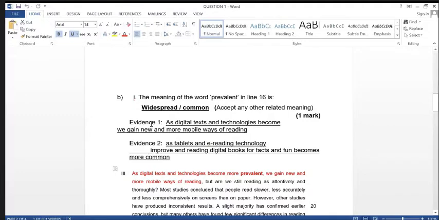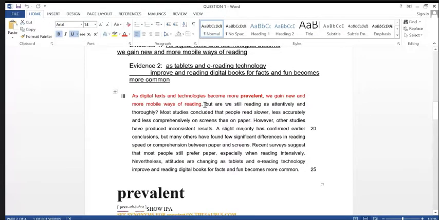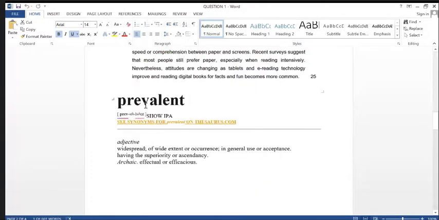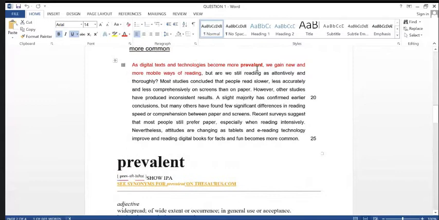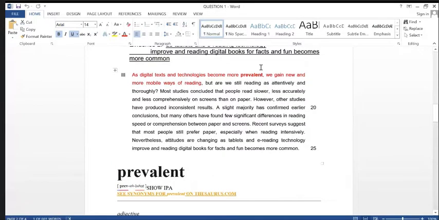Again, let me remind you that the evidence is no longer needed for question number 1. So what are the steps? First, you check the context, comprehend the context it is in. Second, find the meaning of this original word that you are instructed to find the meaning of.